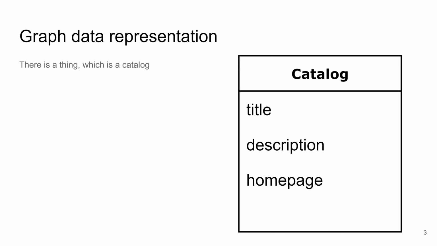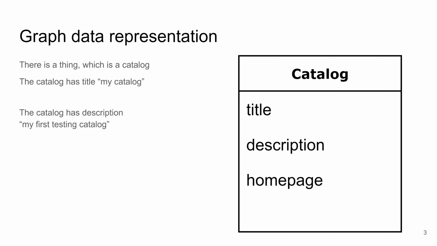So we'll basically say there is a thing which is a catalog. So we'll have one particular catalog. Then we'll say the catalog has title and, for instance, my catalog. We'll say the same about the description. We'll say the catalog has description, my first testing catalog. And then the catalog has a homepage with this URL you can see in the slide. Okay, so this is how a particular instance of the catalog may look like when we talk about it, right?